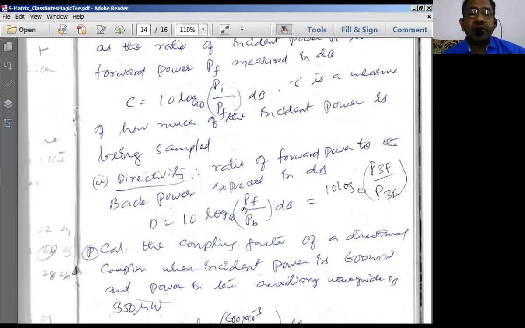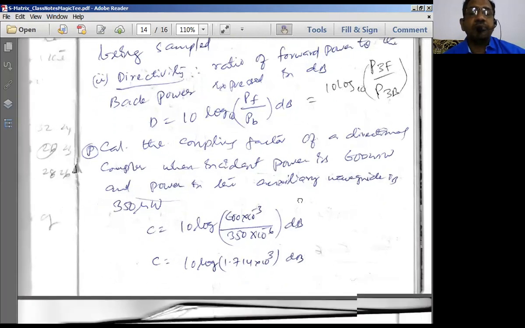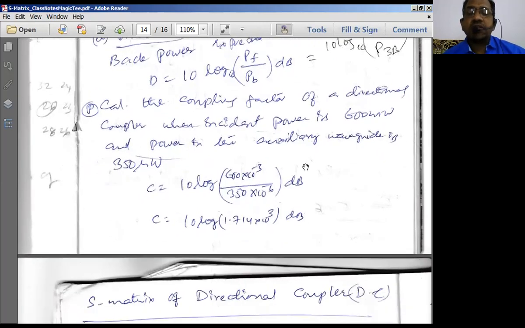The next one is the directivity, which is the ratio of the forward power to the backward power, that means port 3. That is what is called the directivity. If this port 3 power is ideally 0, then what happens? Maximum power is coupled to port 2. That means most of the power is not reflected back to port 3. So the reflection is equal to 0, which is going to be called an effective or efficient kind of directional coupler.